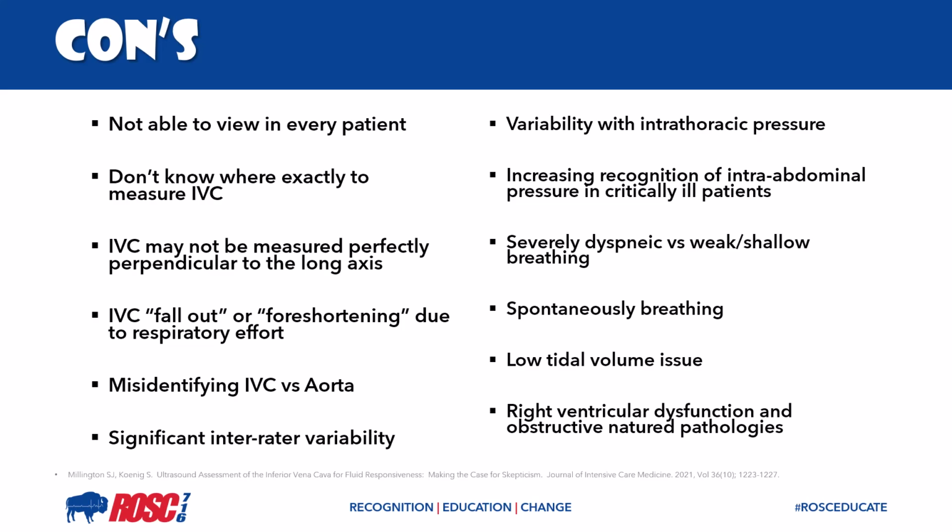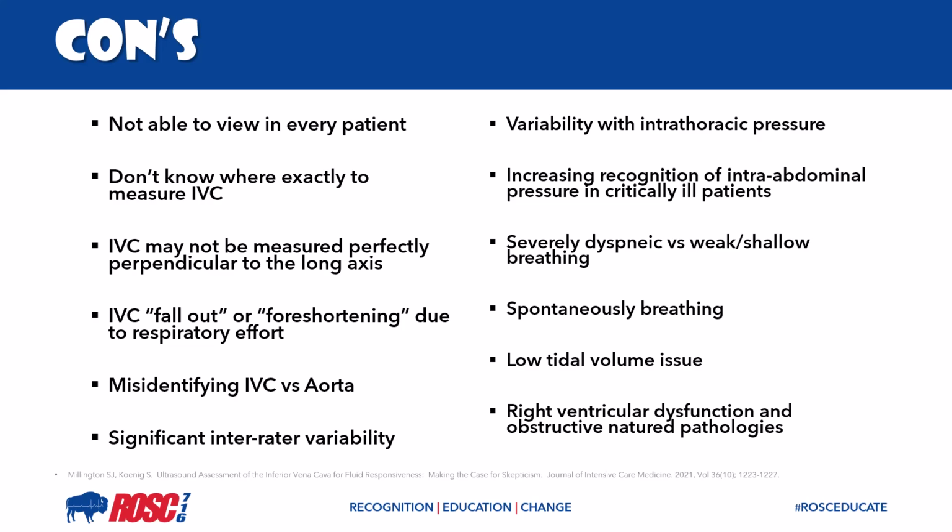In addition, we really need to make sure that we're perpendicular, we're on axis when reviewing the IVC, or our imaging may suffer. We could have IVC fallout or foreshortening. These are echo, these are ultrasound words, indicating that the structure that you're trying to view is falling out of the window due to movement. In this case, respiratory variation, where the diaphragm is elevating, and on your ultrasound image, this may fool you into IVC variation. A very common issue is misidentifying the IVC versus the aorta.